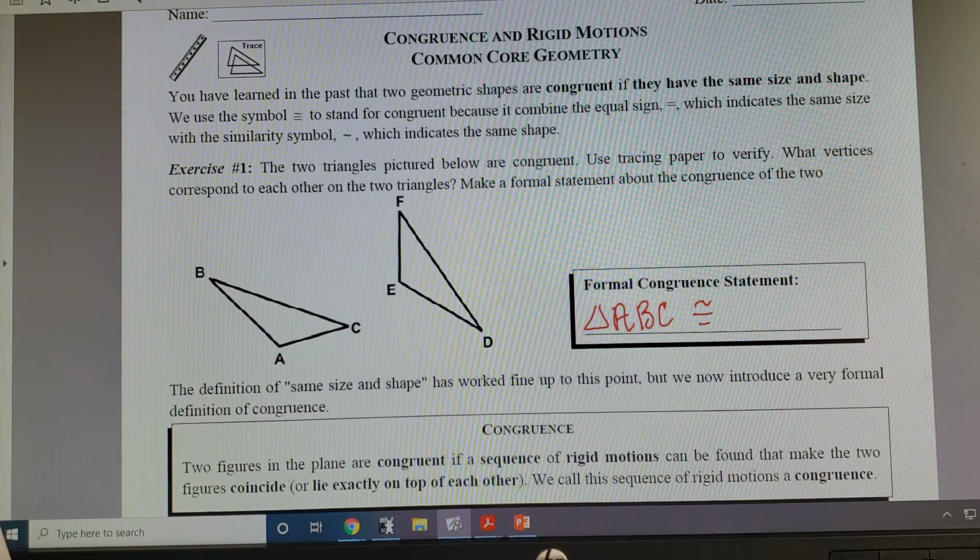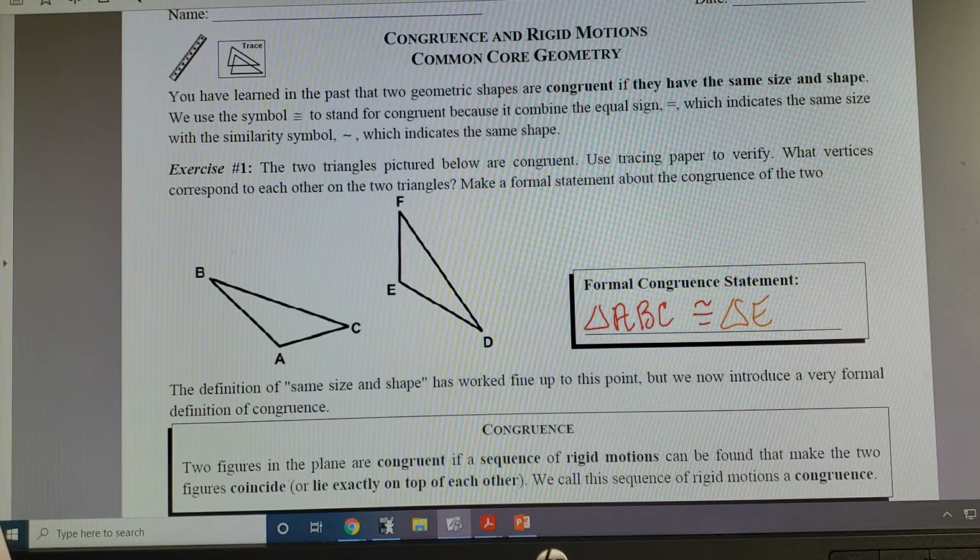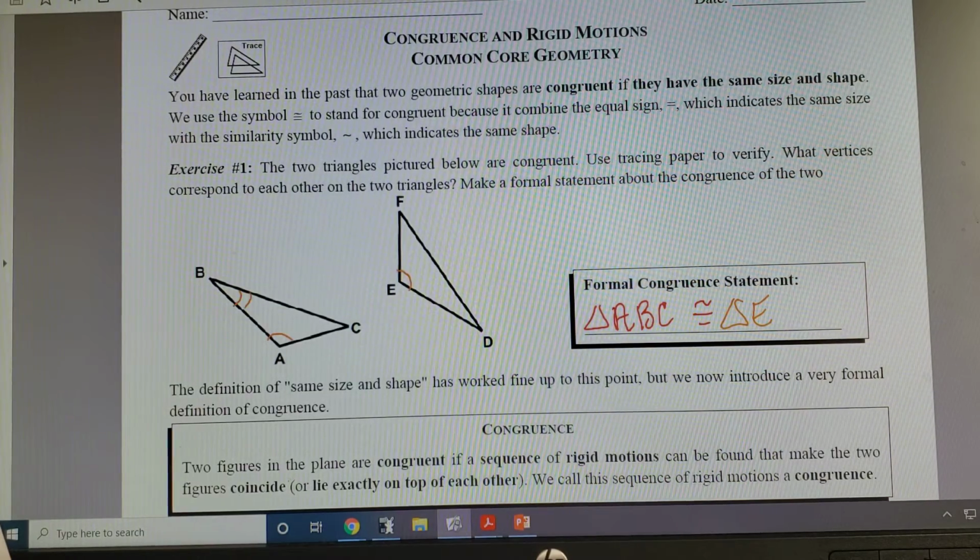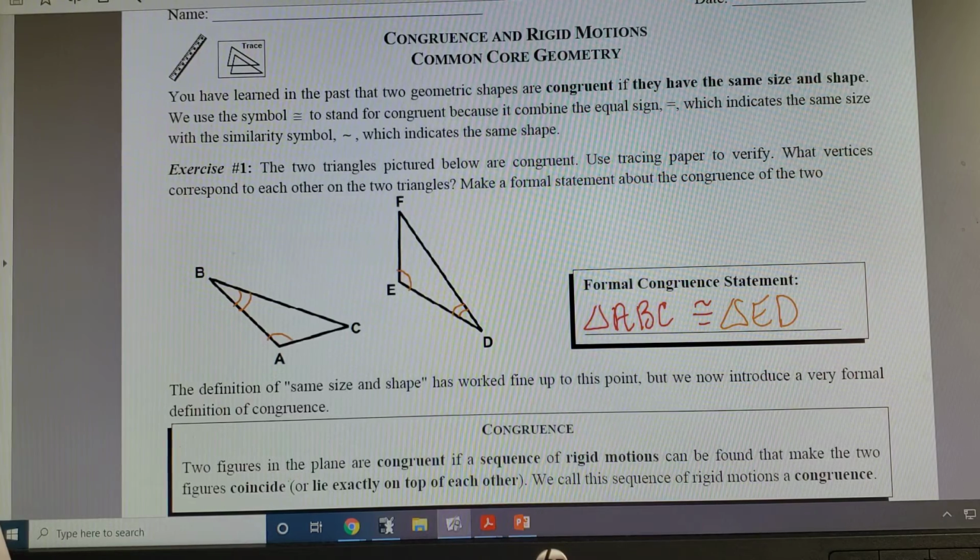When you flipped over your paper, what angle did A lie on top of? E. E? Okay, so I'm gonna write then it's congruent to triangle E. And then what did B lie on top of? D. D. And then I'm gonna assume that C fell on top of F.